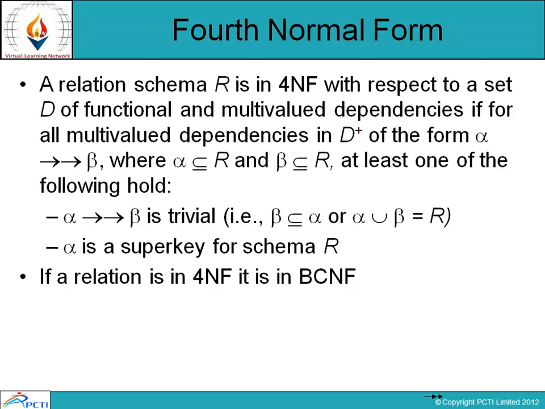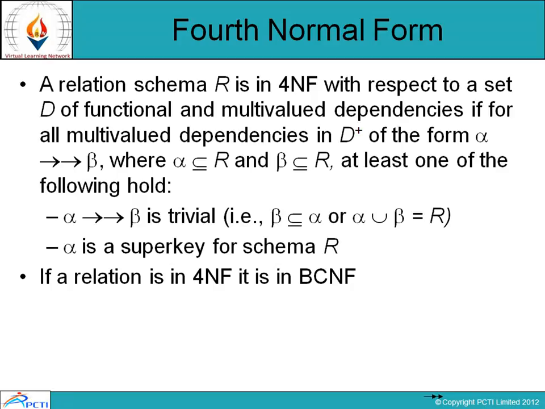A relation schema R is in fourth normal form with respect to a set D of functional and multi-value dependencies if, for all multi-value dependencies in D plus of the form alpha multi-determines beta, already shown in the previous example, where alpha and beta belong to relation R, at least one of the following holds. Alpha multi-determines beta is trivial, that is beta belongs to alpha, or the union of alpha and beta, the combination of their columns, forms relation R, so alpha is a super key of schema R. If a relation is in fourth normal form, it is in BCNF.